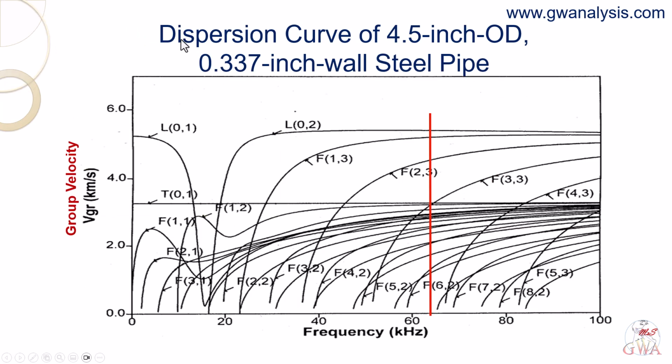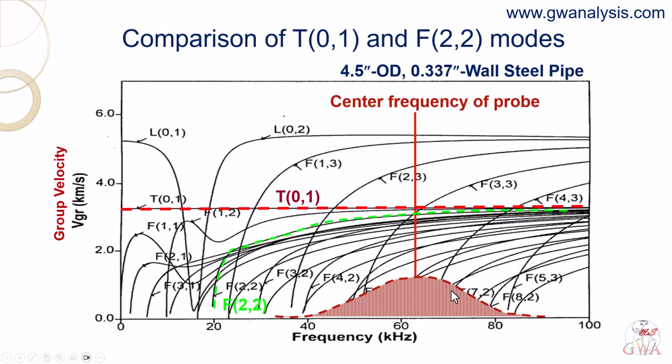Now, let us move back to the dispersion curve of the 4.5-inch OD and 0.337-inch wall steel pipe. This dispersion curve has a frequency on the x-axis, so we can place the spectrum plot of the transmitting RF signal directly onto it. Let us consider that we use the 1-cycle 64 kHz RF signal as the transmitting wave. We can then bring the spectrum plot of that RF signal into the dispersion curve.